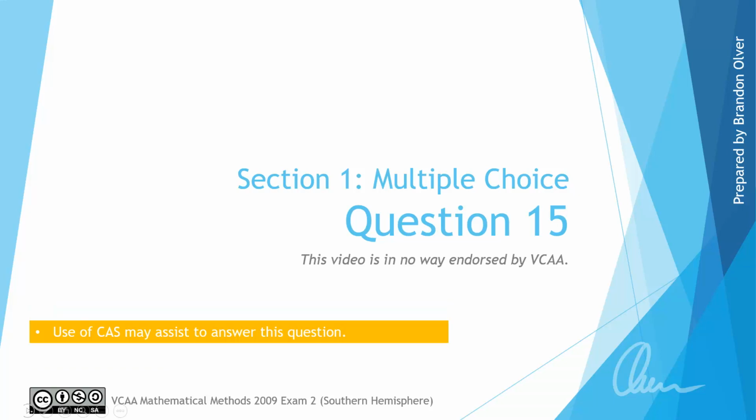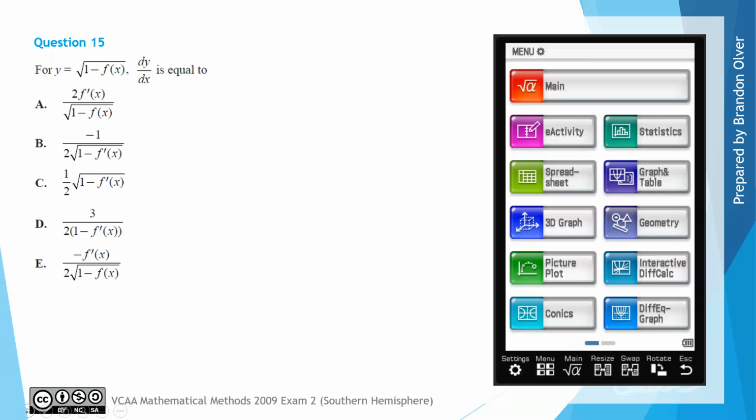Before we move on, I'd just like to point out that the use of a CAS calculator may assist in answering this question, but I'll show both the by hand approach and what the calculator gives and compare them in this video. So for question 15, we're given y equals the square root of 1 subtract f of x. And if that's what y is equal to, then dy/dx is equal to one of the following options.